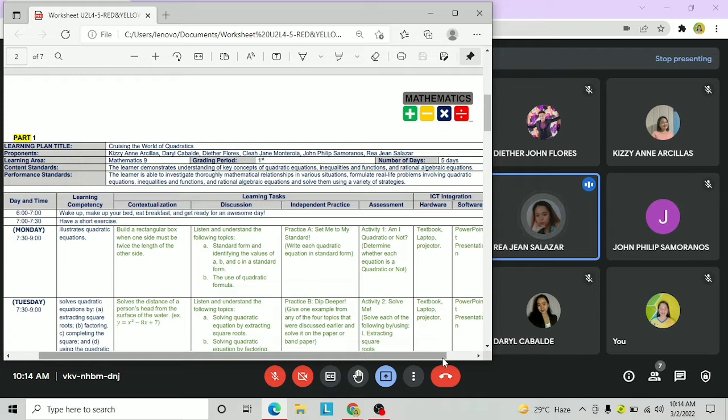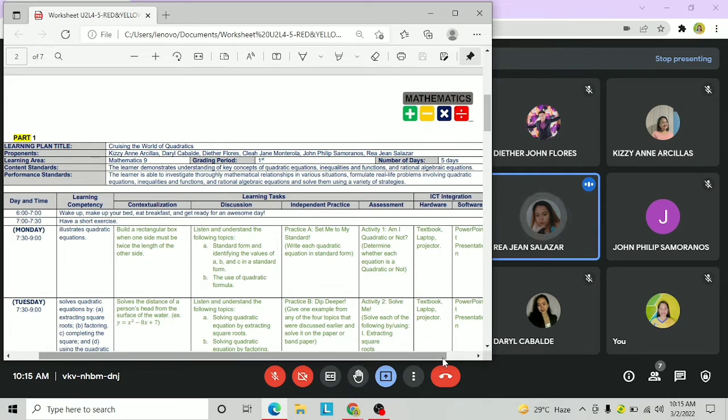Day and time: Monday, 7:30 a.m. to 9 a.m. Learning competency: illustrates quadratic equation. The learning task, first is contextualization: build a rectangular box when one side must be twice the length of the other side. Discussion: listen and understand the following topics.